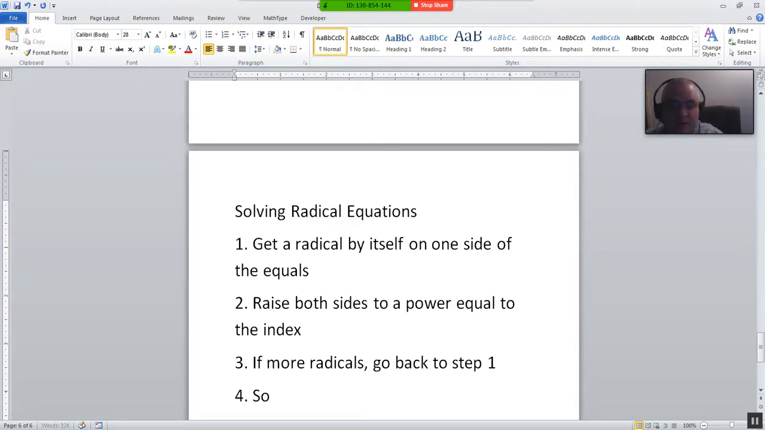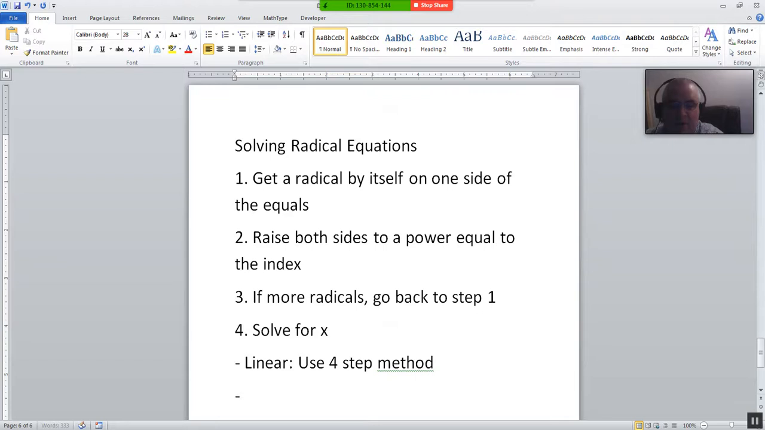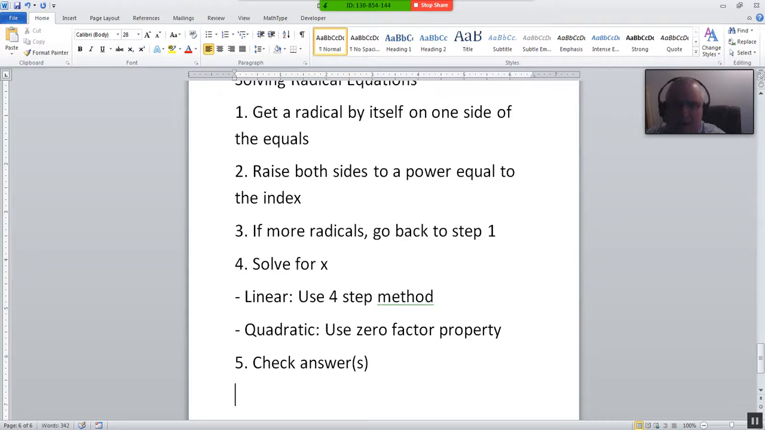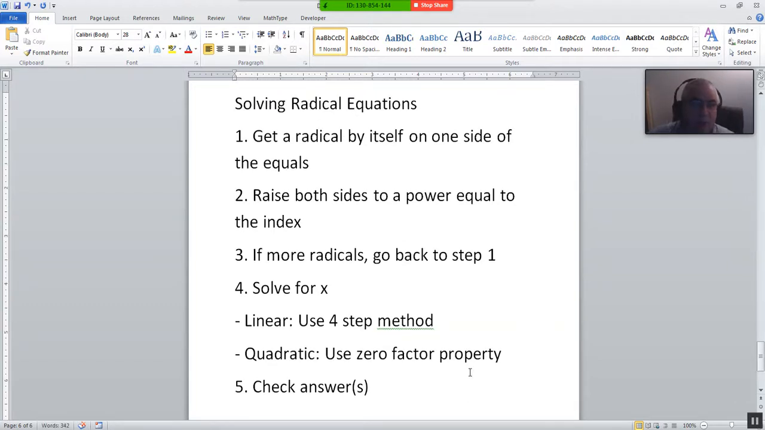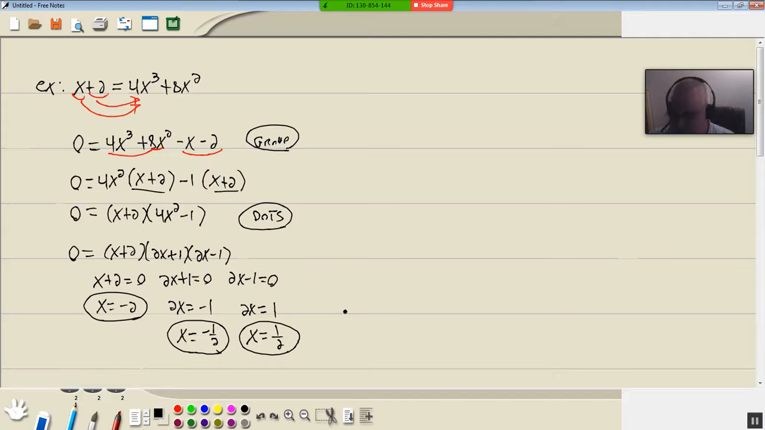Step 4, solve for x, and at this point it might be a linear equation, and you use the 4-step method that we looked at, or it might be a quadratic, and you use the zero factor property. And then step 5 is to check your answers. This process will give you the correct answers, but sometimes it gives you false answers also. So you have to fully check each one of your answers you come up with. Let me clear this off.